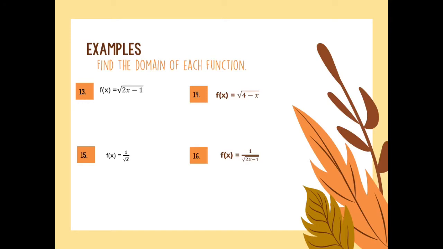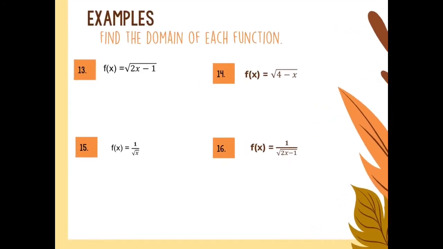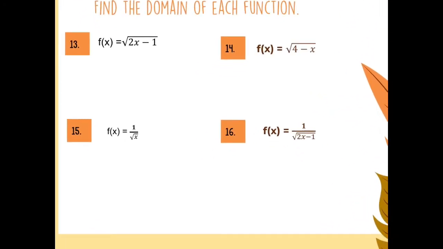All right, continuing our examples, number 13 also has a square root. So I want to set that greater than or equal to 0. 2x would be greater than or equal to 1. Divide both sides by 2. X is greater than or equal to 1/2. So all real numbers such that x is greater than or equal to 1/2.